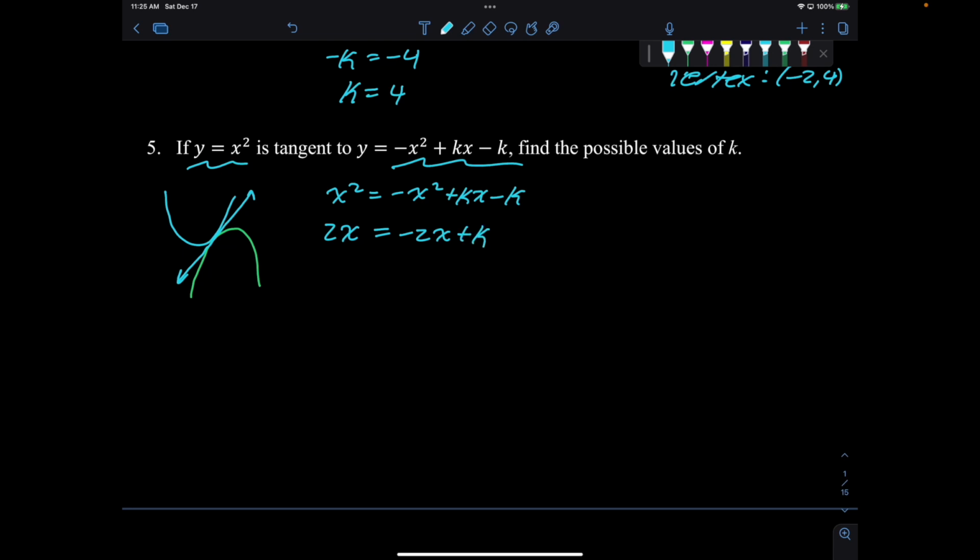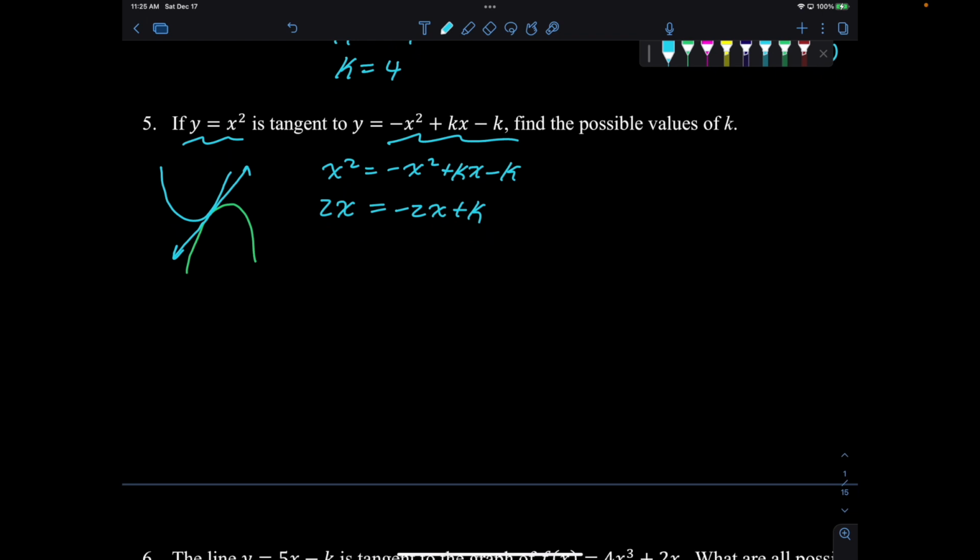Okay, so what are we doing? We want to solve this system of equations. From this equation, I know that 4x is equal to k. So I'm just going to take this, and everywhere I see k, I'll replace it with 4x, and see how that goes for us.